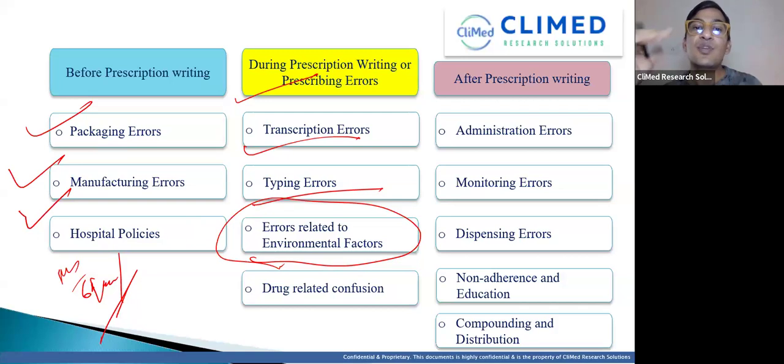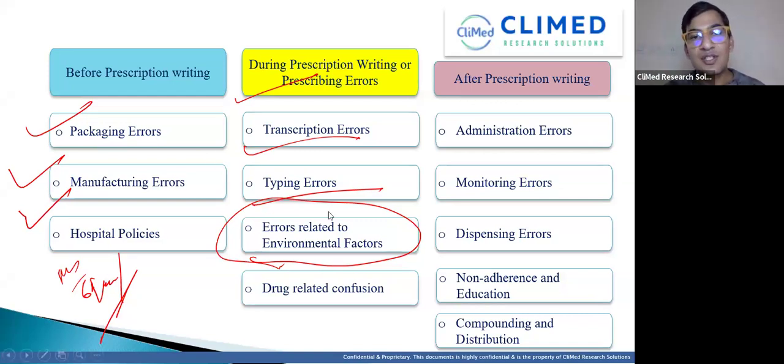These influence the prescription ultimately. How? Suppose the doctor is seeing the patient and his assistant is writing what he's dictating. Because of the crowd noise, the writer cannot listen properly. The doctor is telling something else and the transcriber is writing something else. Maybe the pen is not working, and by the time he gets a new pen, the doctor has told something else. There is dim light, they don't know how to write properly, and they are not exactly seeing the prescription, the diagnosis, or the file. So there are multiple environmental factors.